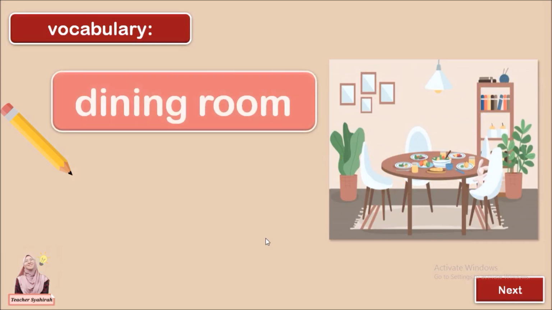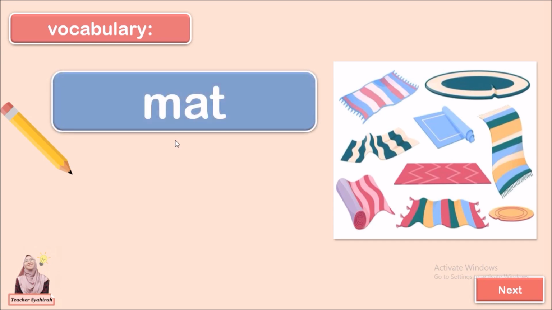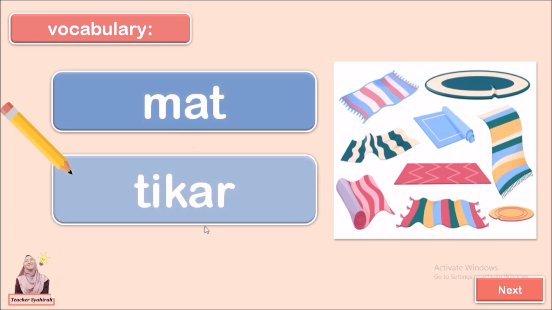Next one is dining room. Dining room. Dining room means ruang makan. Okay, so this is dining room. Tempat awak makan dengan family awak tu, we call it dining room. Next one is mat. Mat. Mat means tikar. Okay, mat is quite different from carpet because mat is thinner. Maksudnya tikar ni dia lagi nipis daripada carpet.